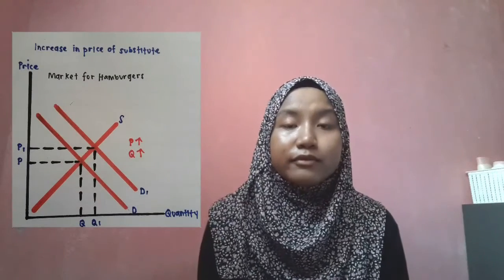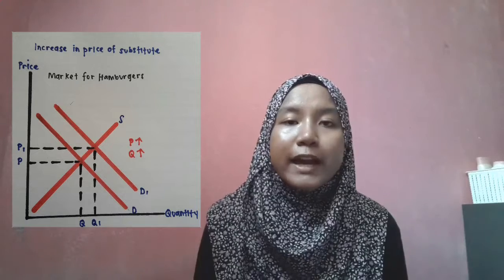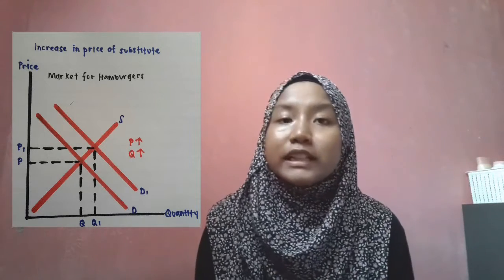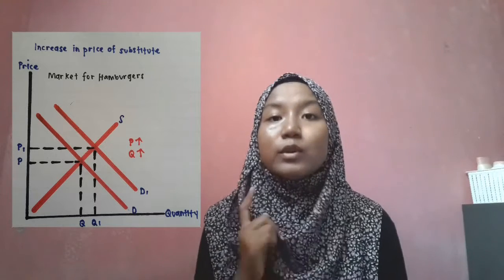For example, in the market for hamburgers, there's an increase in the price of chicken sandwiches. A substitute is going to cause the demand for hamburgers to increase. The price of related goods, substitutes and complements, is a shifter of demand. And if chicken sandwiches are more expensive, that means people are going to buy more hamburgers. In the graph, the demand for hamburgers shifts to the right, so the price goes up and also the quantity goes up.